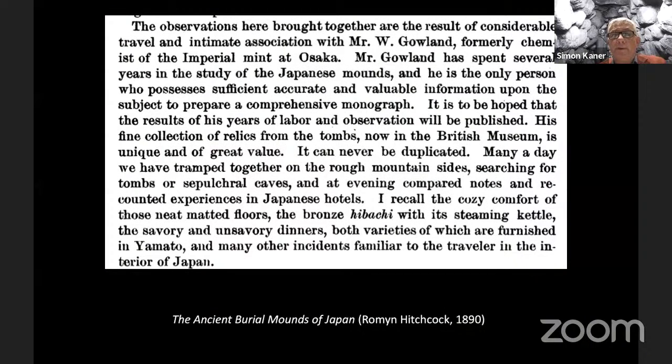Hitchcock talks about his time with Gowland very fondly. And in this quote from Hitchcock's Ancient Burial Mounds of Japan, which came out actually just before Gowland was able to publish his own research, he pays tribute to Gowland's extensive knowledge of the material, and also recalls what we've got here: the cozy comfort of those neat matted floors, the bronze hibachi with its steaming food, and the savory and unsavory dinners. It gives us a little bit of a flavor of these expeditions that Gowland was undertaking.